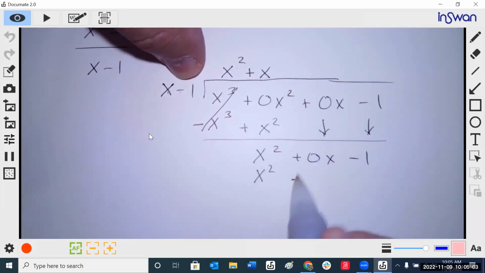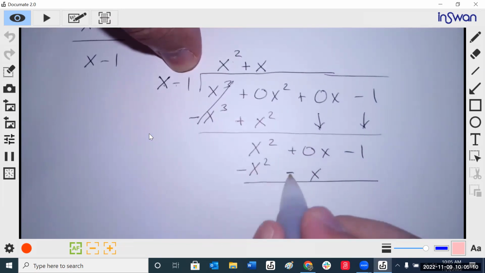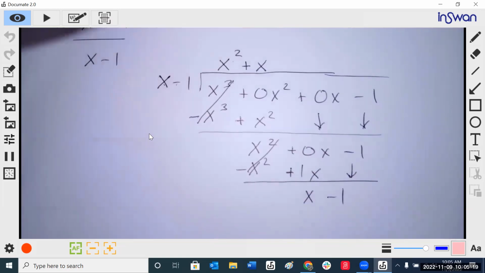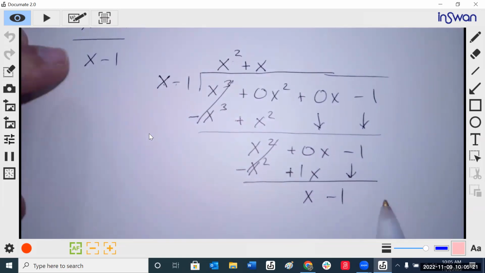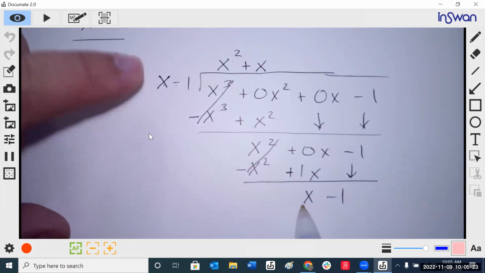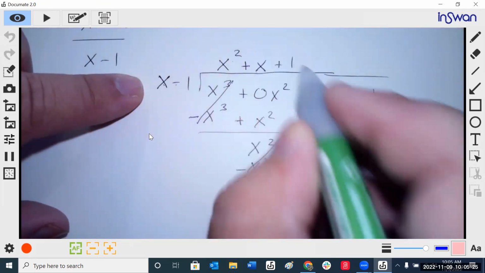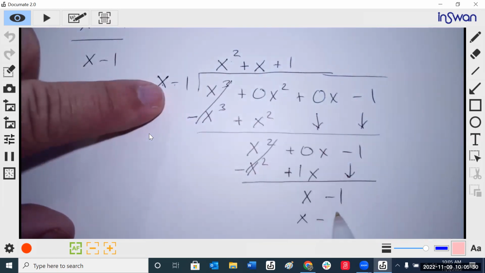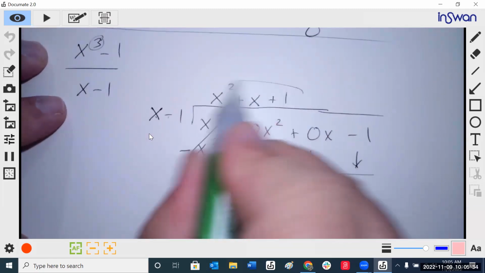Positive, negative is a negative. X times 1 is x. Change the signs and add. 0 plus 1 is 1x. What times x gives me x? A positive and positive plus a positive 1. 1 times x is x, positive, negative 1. Change the signs. So there's your answer.